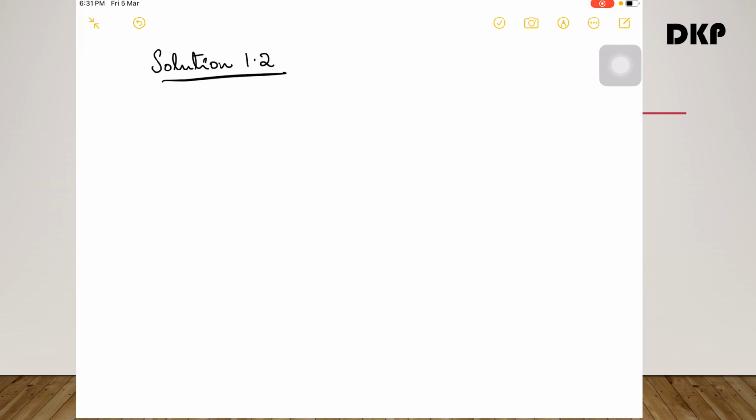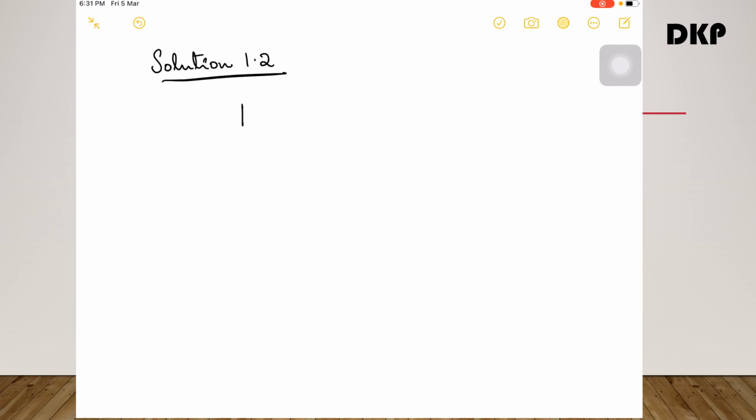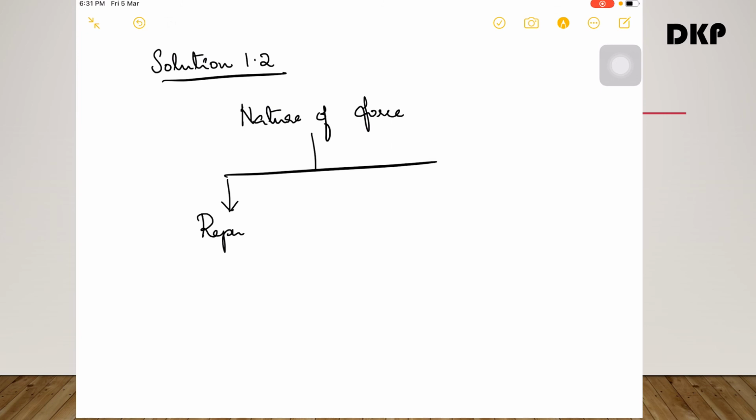Let us solve the second part of this question. What is the force on the second sphere due to the first sphere? This is the question. So what is the nature of force? It can be repulsive force or attractive force. What is repulsive force?